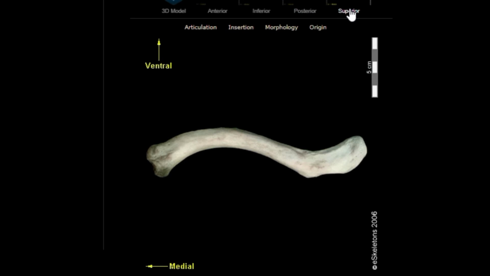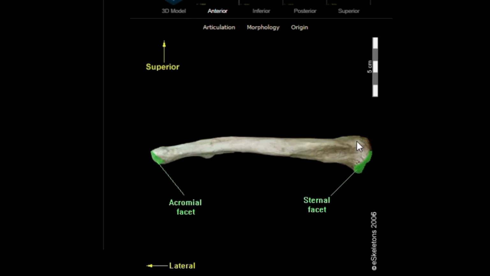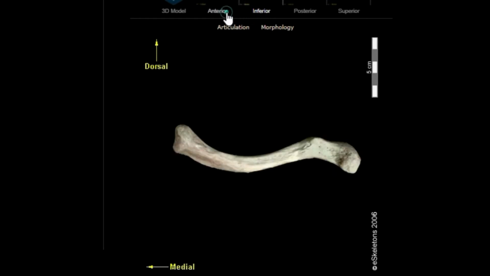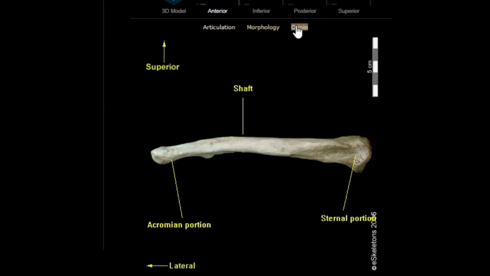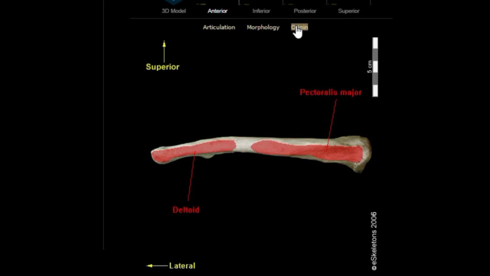Now coming to the articulation, insertion, origin and morphology in short, let us view the 3D model again. For articulation, in the anterior aspect, we have the acromial facet and the sternal facet here, and this one is lateral aspect and this is medial. When coming to the morphology in the anterior aspect, we have the shaft, the acromion portion and the sternal portion. And if you look into the origin of muscles in the anterior aspect, we have pectoralis major and deltoid muscles origin.